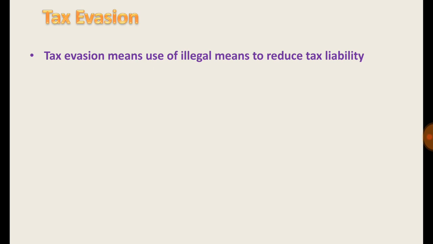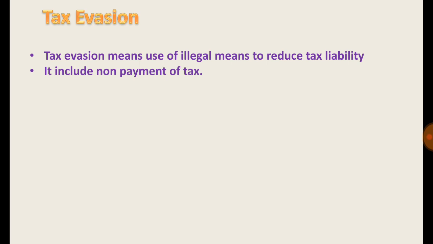We must understand what is tax evasion firstly. Friends, tax evasion is nothing but use of illegal means to reduce the tax liability, to do illegal activities to reduce the tax liability. So whatever the act that is done by that person is not recognized by tax system, therefore it is illegal. So when a person adopts illegal activities to reduce the tax liability, it is called as a tax evasion. So it may include non-payment of tax.